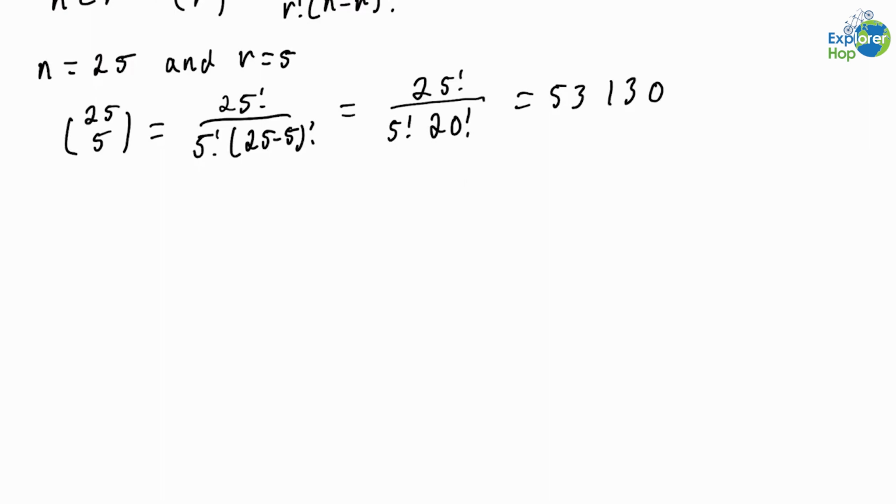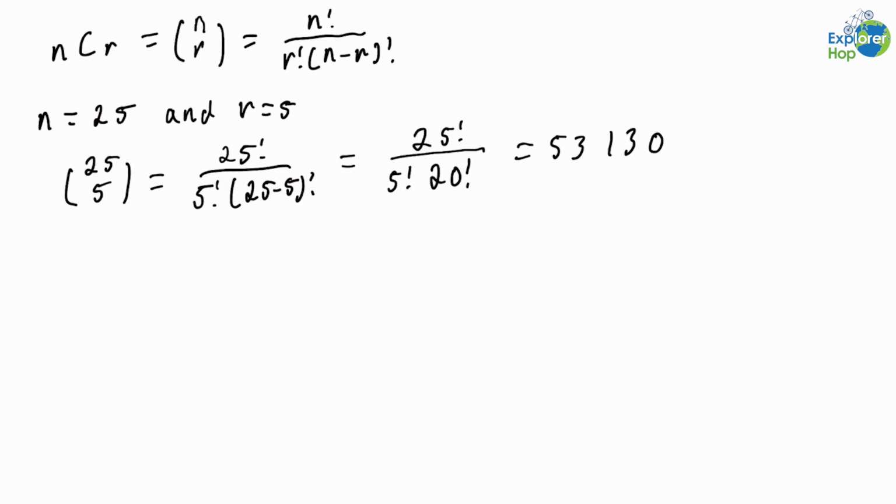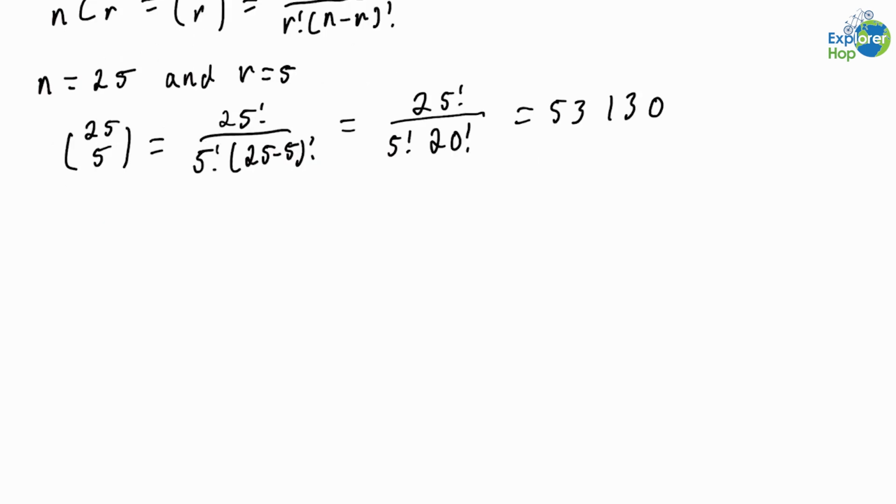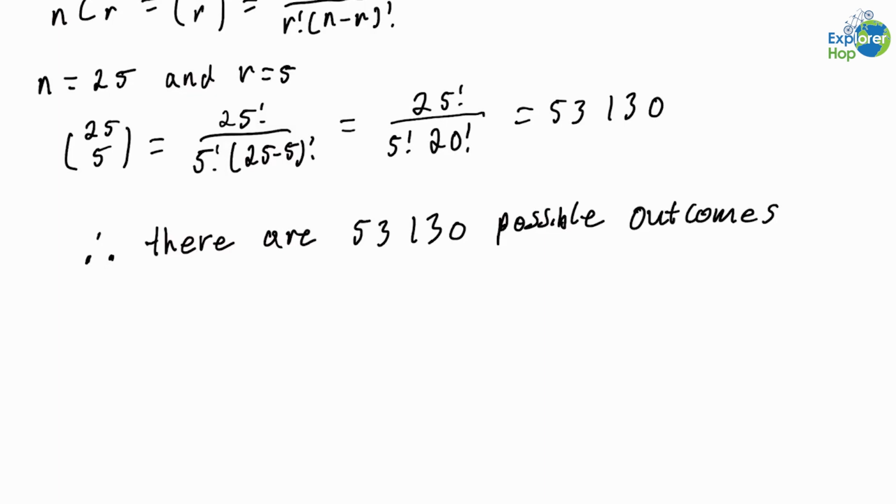And this is equal to 53,130. And this therefore gives us the number of outcomes in the sample space, or the number of groups of 5 students that can be chosen from a class of 25 students. So therefore, there are 53,130 possible outcomes in the sample space.